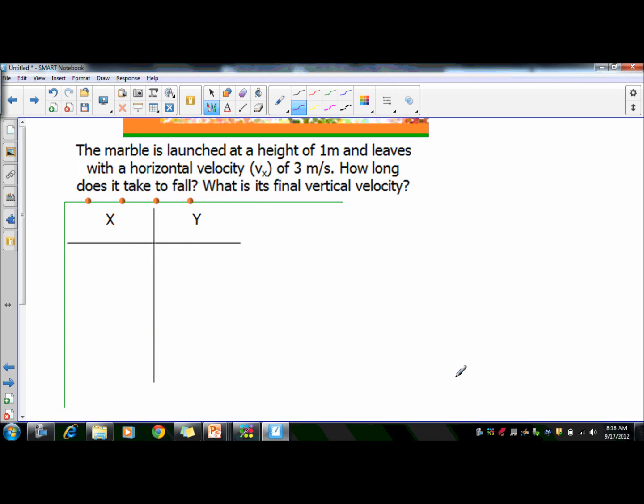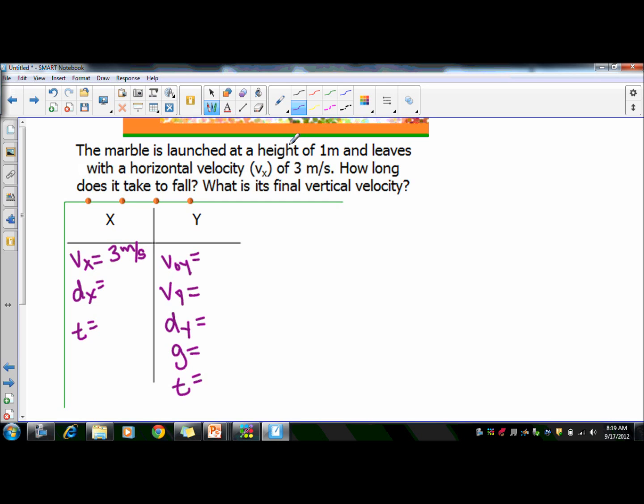So now the marble is launched, and let's set up the xy chart. So we have a horizontal velocity, so Vx of 3 meters per second. What you could do is just have all of your variables for everything under your XY chart: Vy, gravity, and time. And then all you have to do is fill it in. So this is Vx, so this is 3 meters per second. Then we have a height of 1 meter.